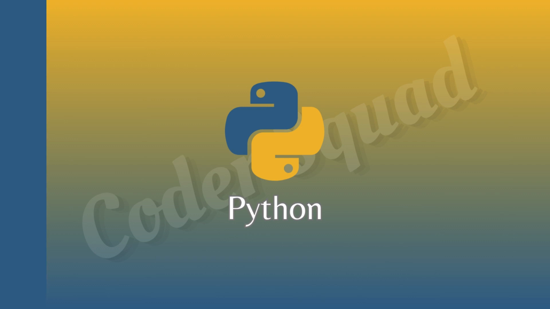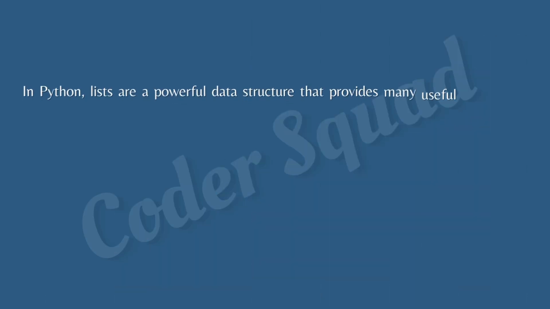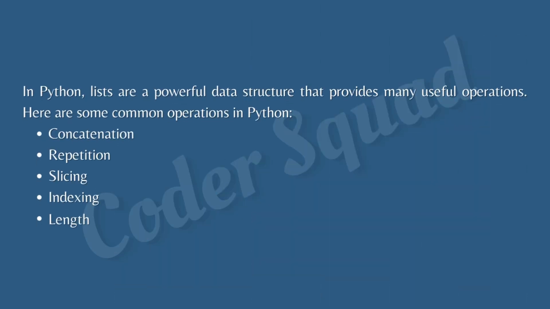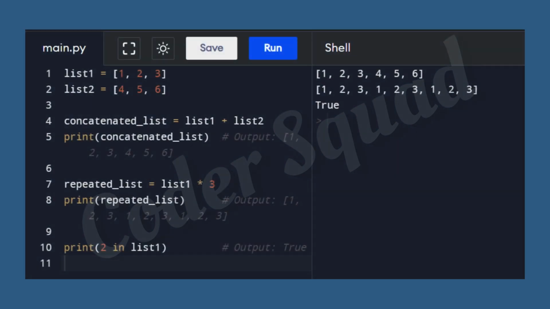Lists support various operations, such as concatenation, repetition, and checking membership. Let's explore some common operations.